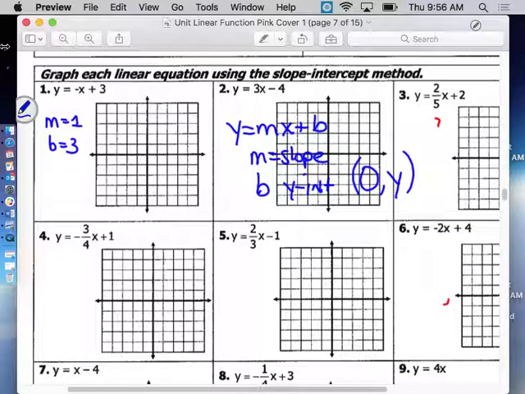So here I need a place to start on the graph. I'm going to start with b, which is 3. That's my starting point. My slope is -1, so m is -1.